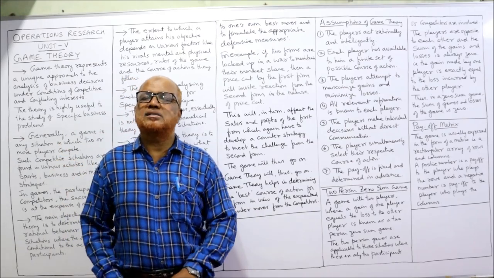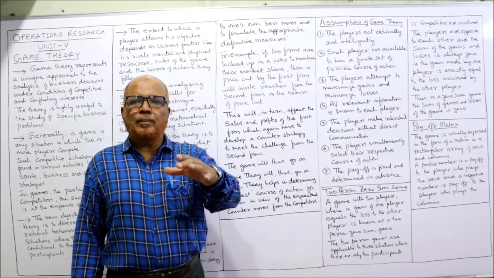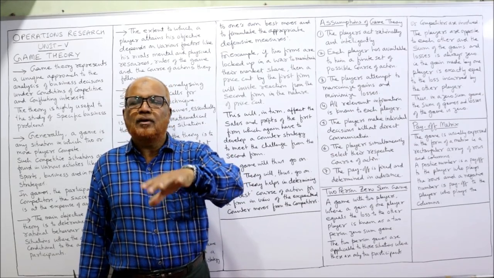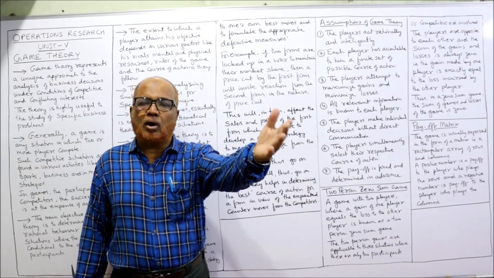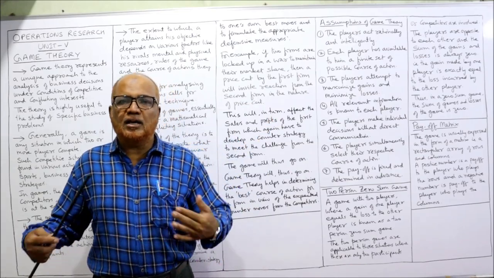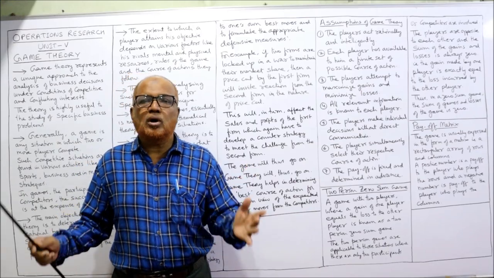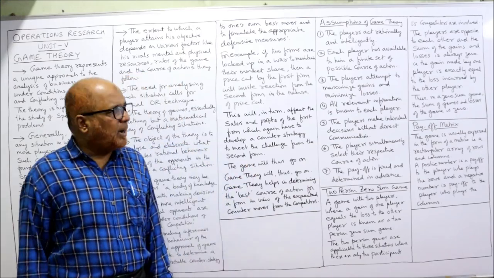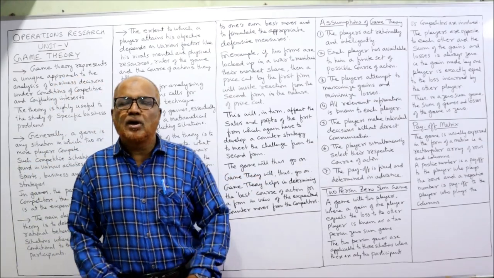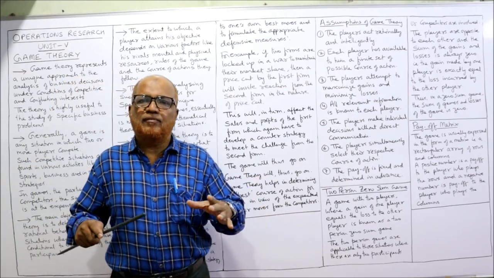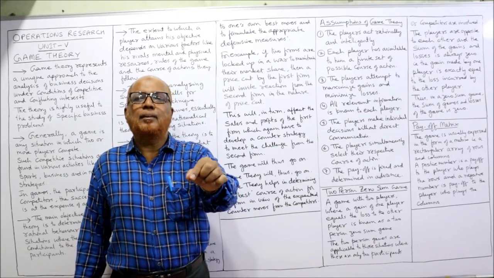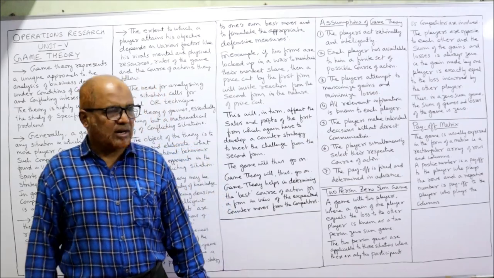Another very important assumption is that every party in the game will take their own decision without consulting the opponent, without communicating to the opponent that we are taking such and such decision. There is no communication between the participants. The players simultaneously select their respective course of action. After analyzing from different angles, one participant will take a particular course of action.